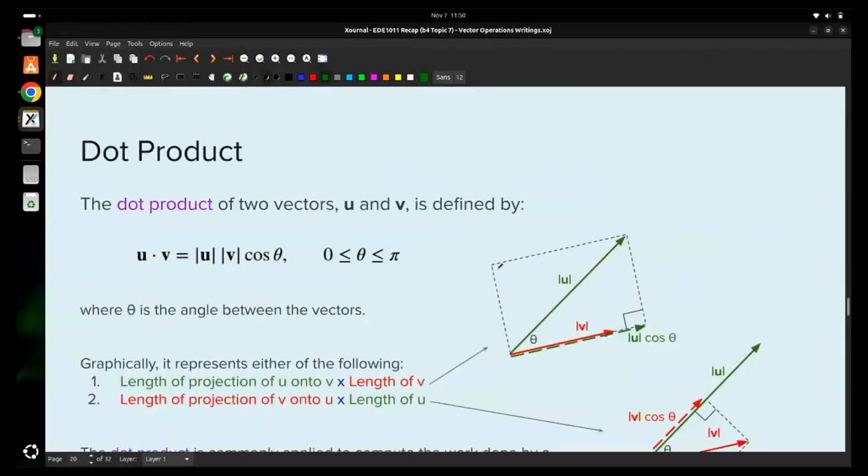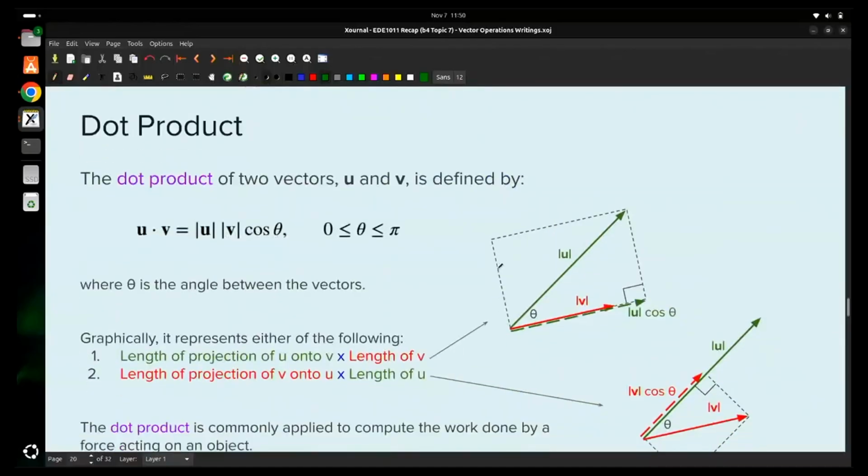So today we are left with 10 minutes. I just want to finish up the dot product. So what's the deal with the dot product?